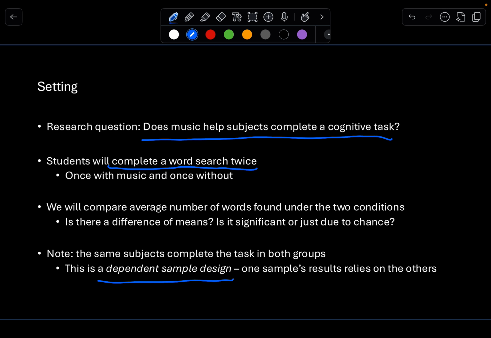That makes this a dependent sample design, right? Those two groups are dependent on each other. The number of words that you find during the first task is going to have some influence on the number of words you find the second go round. If the two samples were completely independent, then it would be an independent sample design, and that will be Lab 9. But since it's the same subject doing the same task twice, the results are dependent. There is correlation here with those results.